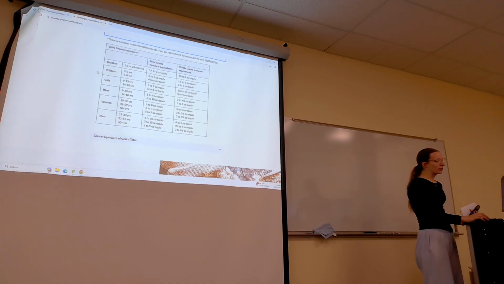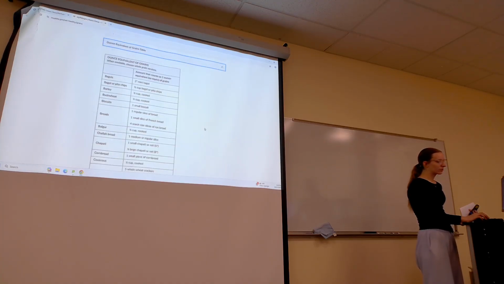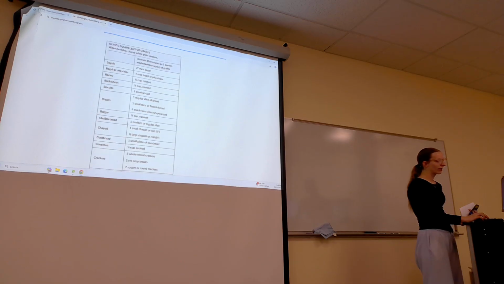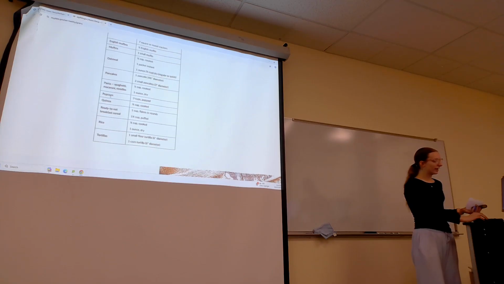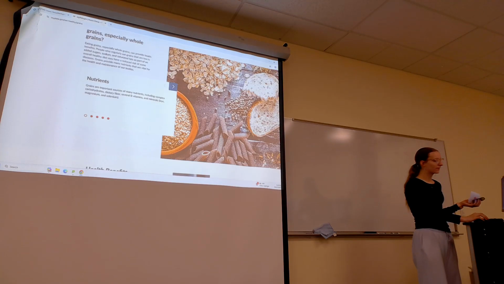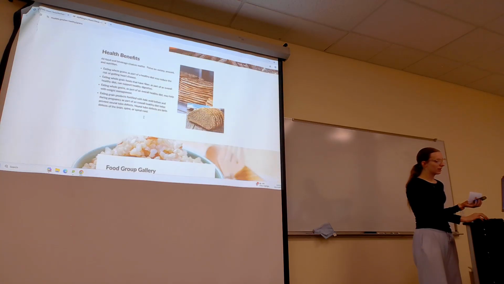There it shows you how much you need depending on your gender and how old you are. There's an ounce equivalent of grains table where it pretty much lays out all grains that you could eat and consume. So you got oatmeal, pancakes, pasta, all of that. And then here's some facts about grains. Health benefits.